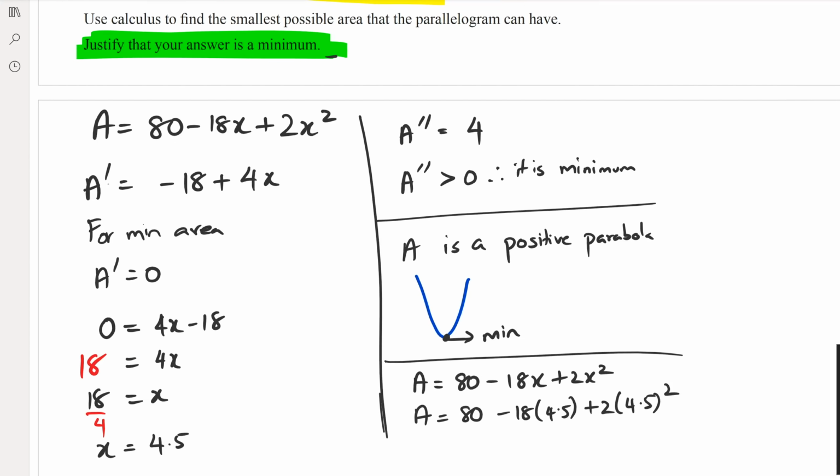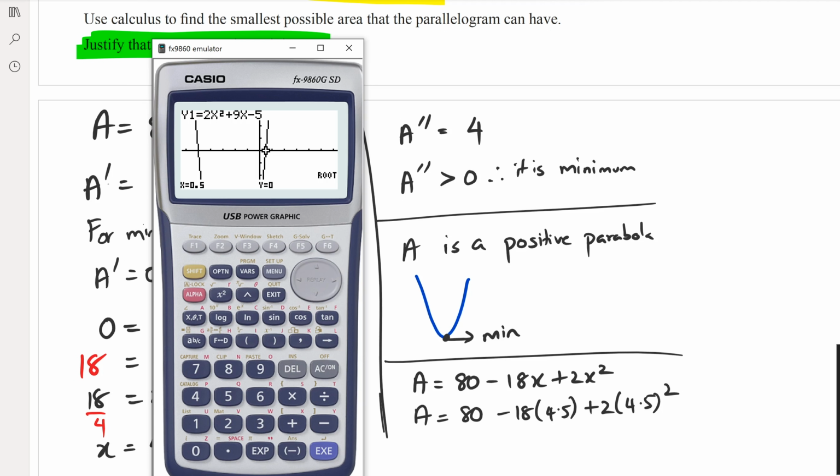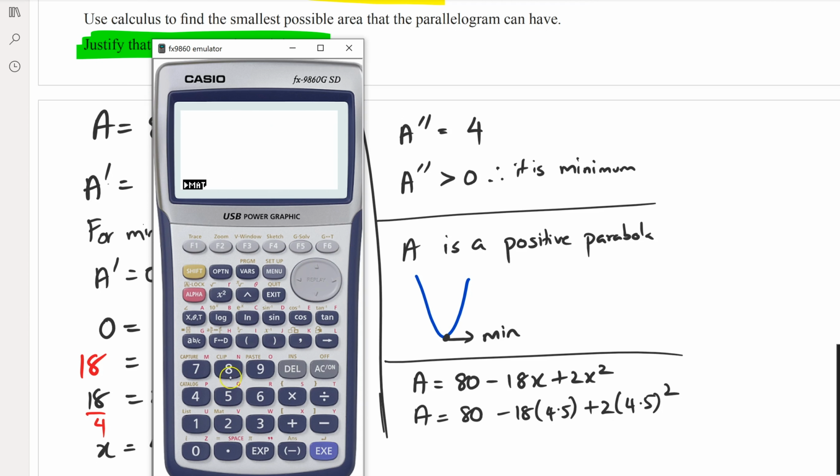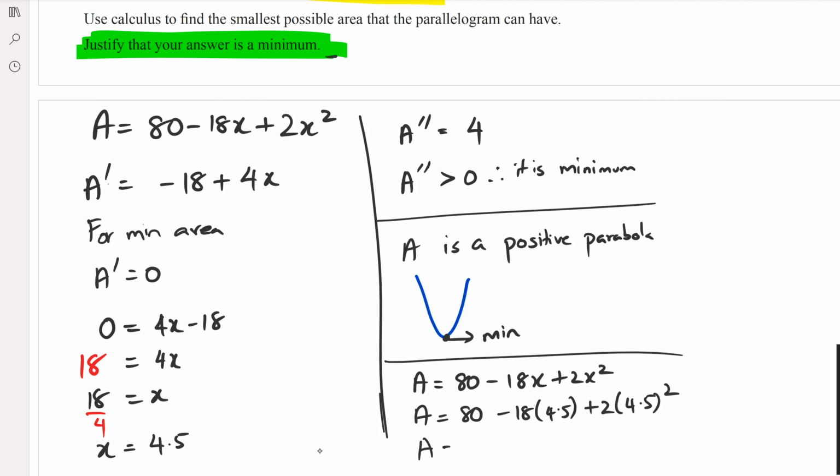Where is my calculator? All right, let's try that again. So we've got 80, take away 18 multiplied by 4.5, plus 2 times 4.5 squared. So we actually get 39.5 as our smallest area possible.